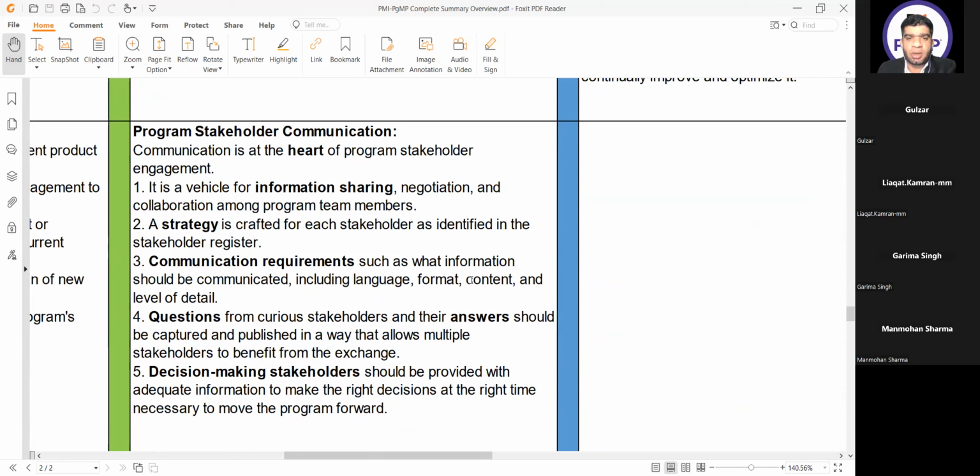Communication requirements such as what information should be communicated, including language, format, content, and level of detail.